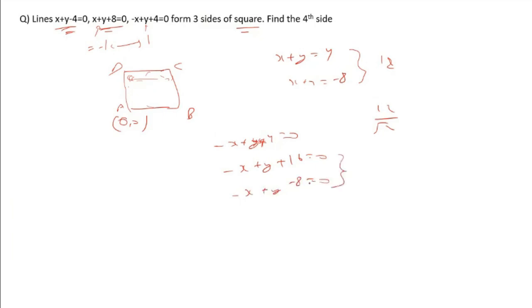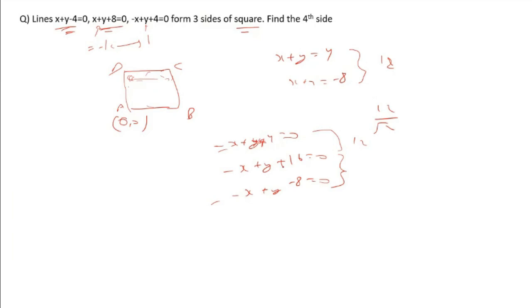If you want to check, you can obviously check what is the distance between these two lines? 12 over root 2. What is the difference between this and this line? 12 over root 2. But it's important to realize that there are two squares possible.